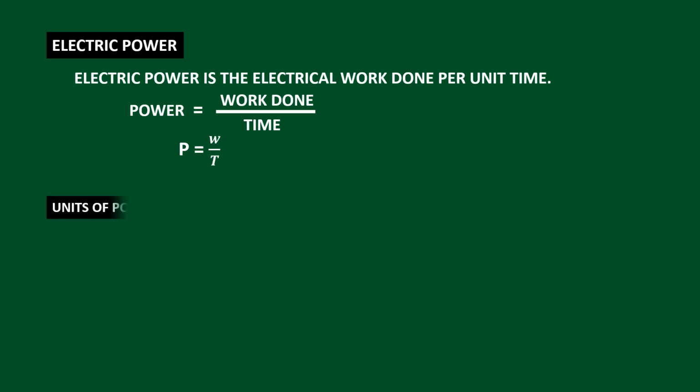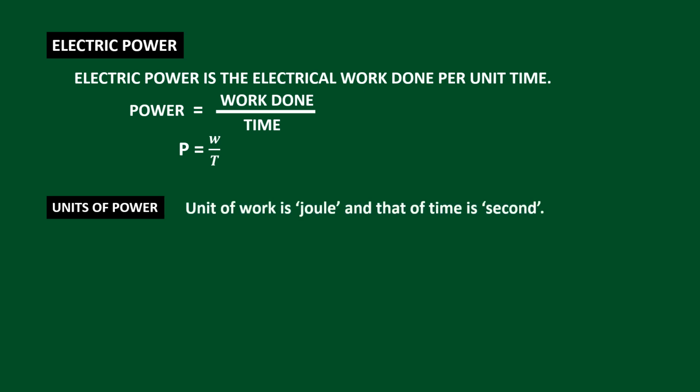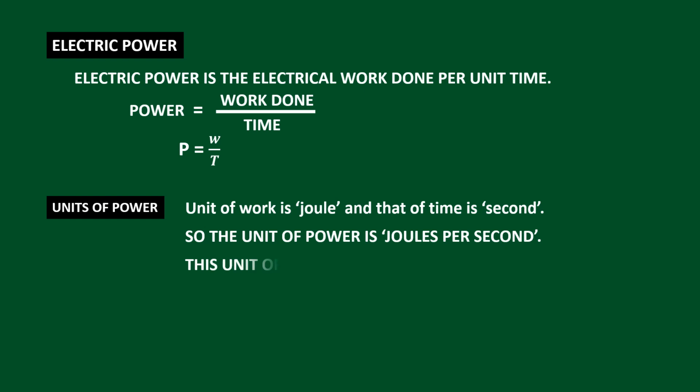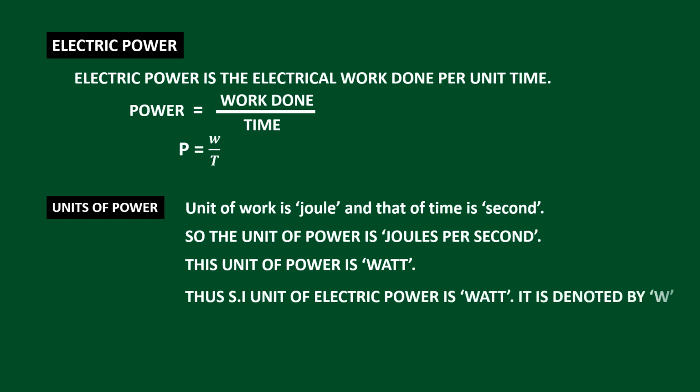Now, what are the units of power? Unit of work is joule and that of time is second. So the unit of power is joules per second. This unit of power is watt. Thus SI unit of electric power is watt. It is denoted by W. 1 watt is equal to 1 joule by 1 second.